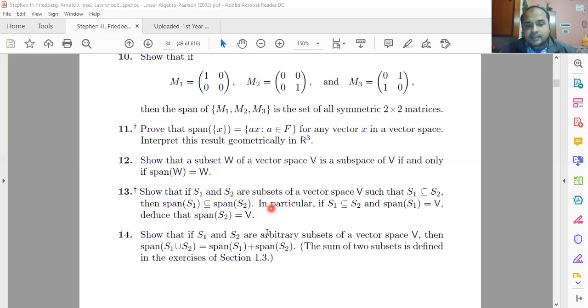And similarly, other results also. The span of the union of two sets is actually the linear sum of the spans of the individual sets.